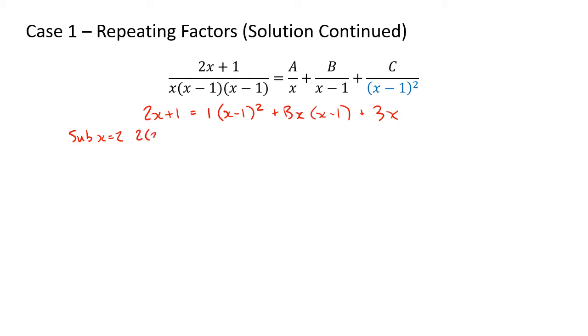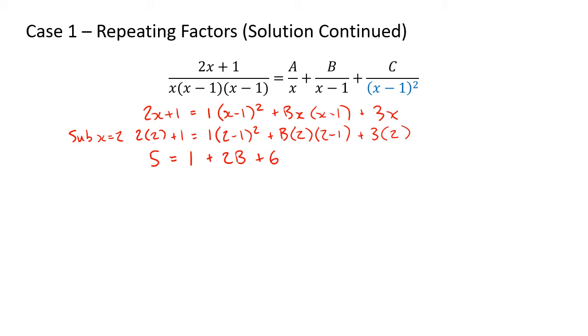So we have 2 times 2 plus 1 is equal to 1 times 2 minus 1 squared, plus b times 2 minus 1, plus 3 times 2. So on the left-hand side, we have 2 times 2 is 4, plus 1 is 5. And that's equal to 1 times 2 minus 1 is 1 squared. So that's just 1. Plus, in this case, we have 2 times 2 minus 1. So this just leaves us with 2b, plus 6.